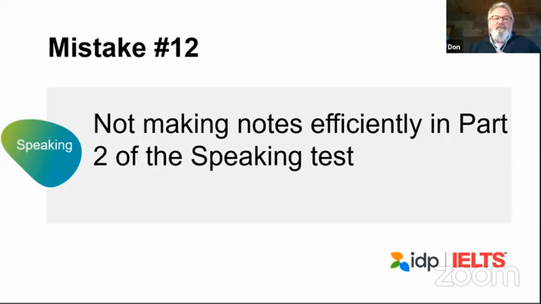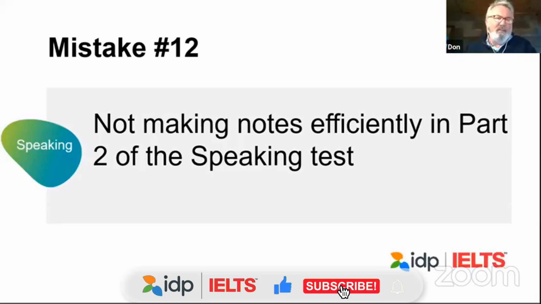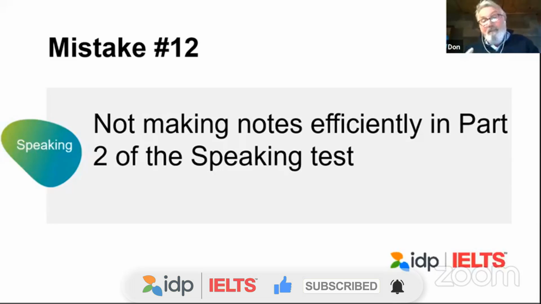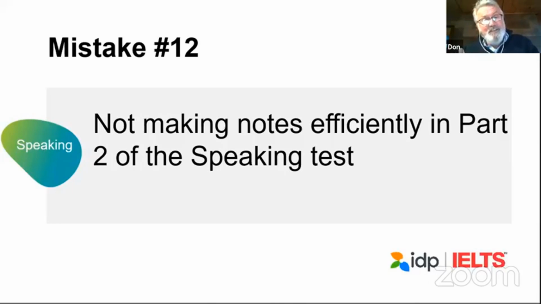Mistake number 12. This is such an important part of the speaking. You know, in part 2 of the speaking, you have to speak for 2 minutes. And you have to speak about a simple topic. So some people think, well, that's easy. I can talk about a famous person, or I can talk about a place where I like to go to, or I can talk about a useful piece of equipment that I sometimes use. But for 2 minutes, it's quite difficult.